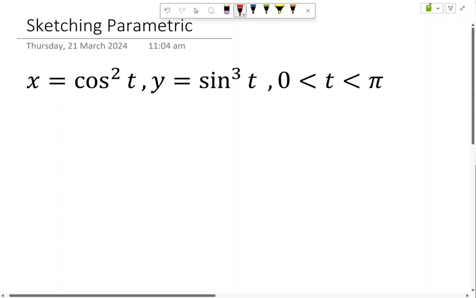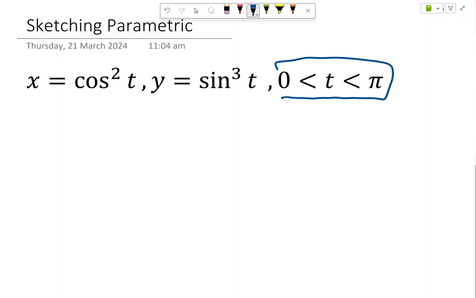When you want to sketch a parametric equation like this, x equals cos square t and y equals sine cube t, be careful of this. This is the domain that the question has set for you. This means that you cannot include when t equals zero or when t equals pi. So when you sketch the points that cannot be included, first you sub it in first.